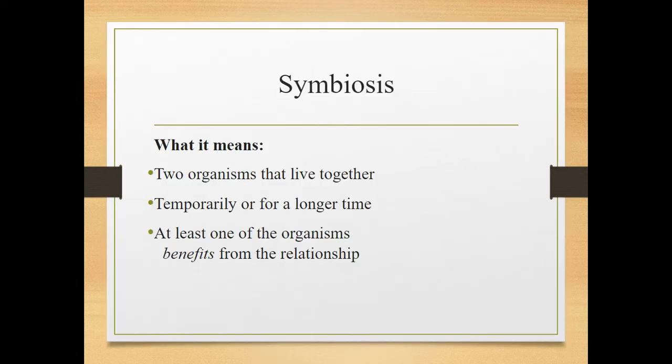So when two organisms live together, it could be temporary or for a long time, and at least one organism benefits from the relationship. So, what do we mean by benefit? Let's give an example of me and my dog, although I'm sure we could think of some examples of you right now at home. A symbiotic relationship for me and my dog would probably be me being home, virtual teaching, and her being able to lay on my lap and get scratches, right?